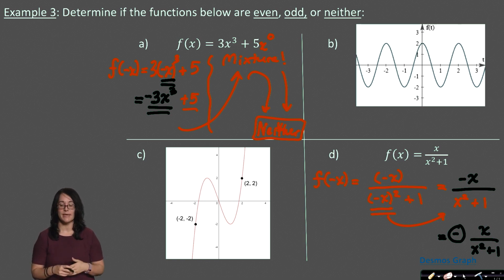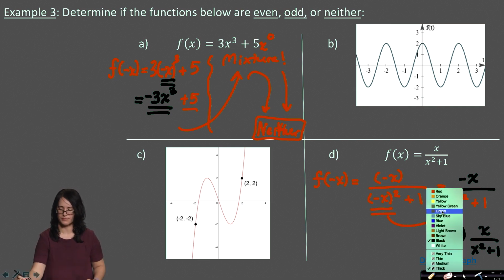Okay, take a moment now and pause the video if you haven't already tried B and C, and see if just by looking at the graphs you can tell me if we have y-axis symmetry, origin symmetry, or neither one, because by knowing symmetry, you know if they're even or odd.